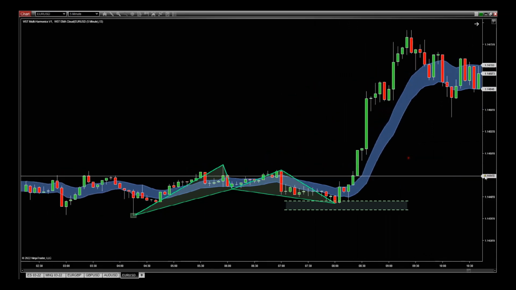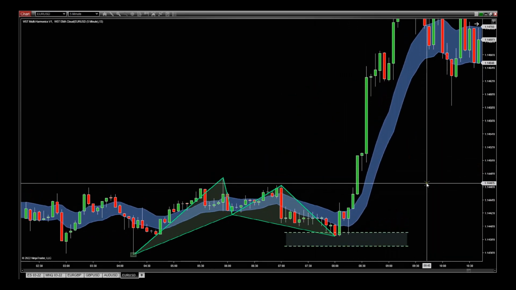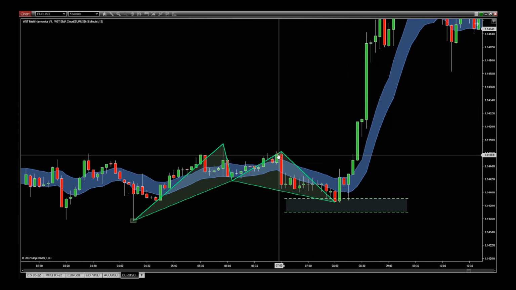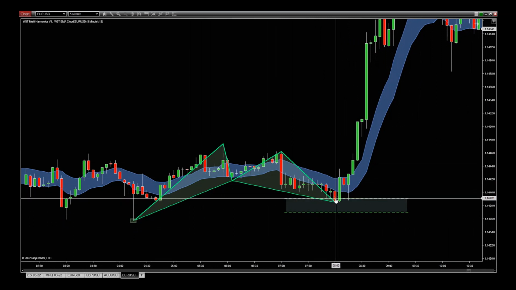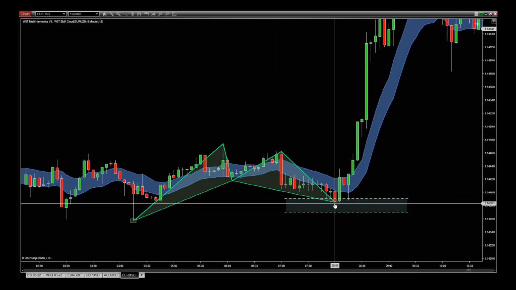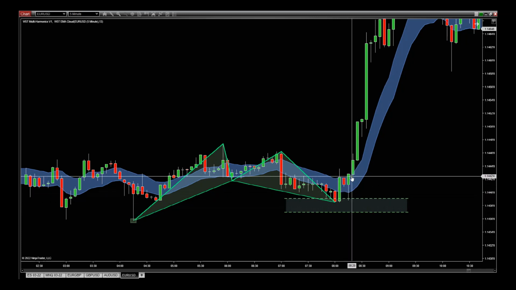But the main thing with the auto harmonics is that you look for these to form and complete in that automated completion zone. And then it's a high probability resulting trade. So let's have a look at another instrument.